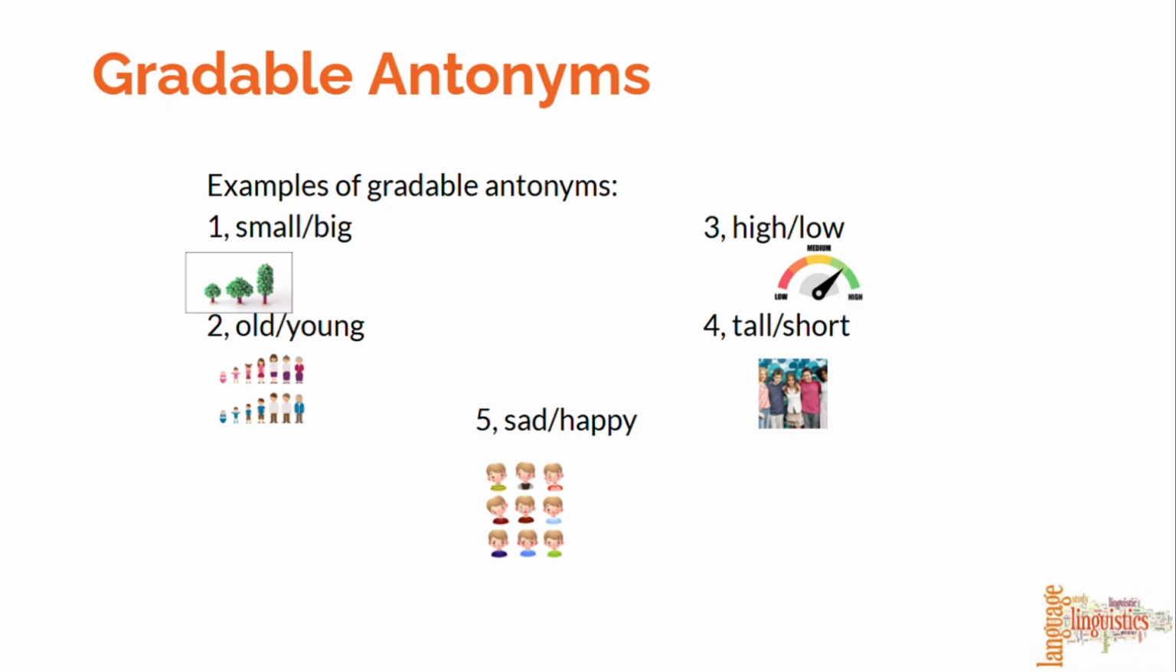And let's look at the second pair, old and young. Same as the first pair, it is about a whole spectrum of how old something is. And you would also ask yourself, how old is it?